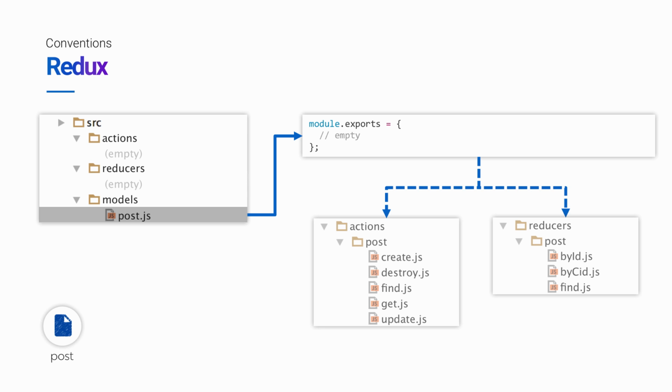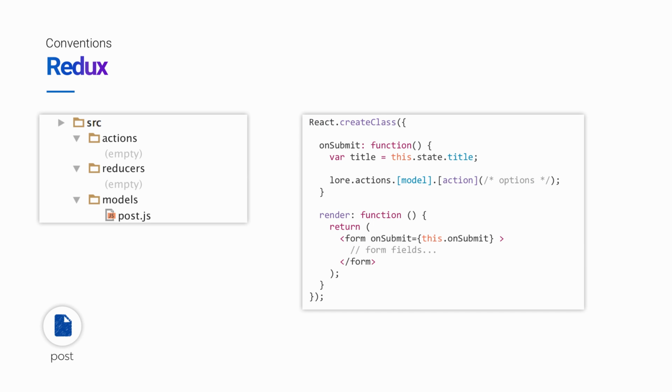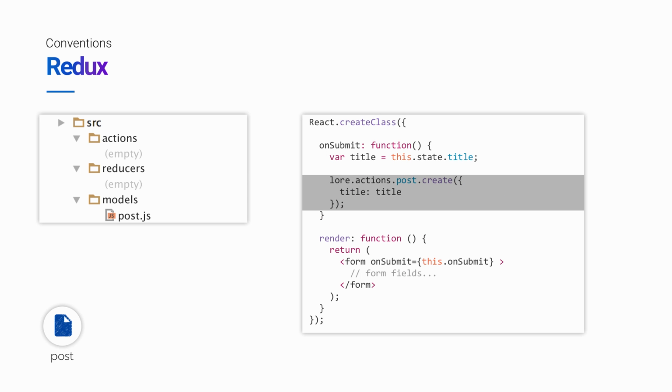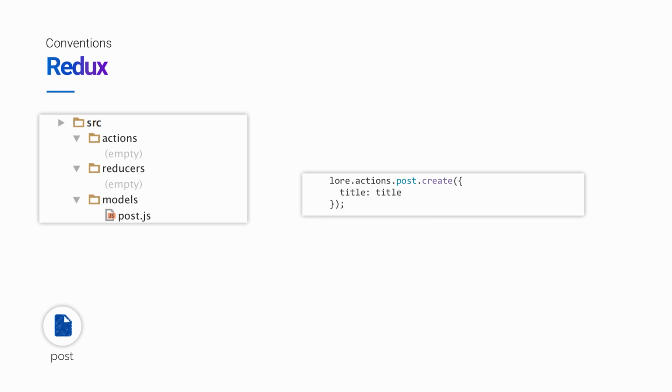So just by creating this file, the framework implicitly provides all of the actions and reducers that you would have to create yourself. To access this functionality, there is a variable exposed in the global namespace called Lore. And in that, you can access different parts of the framework, but specifically for this example, this is where you would find your actions. And then attached to that is the name of the model. So in this case, it would be post, and then the list of actions that you want to invoke. So if you wanted to create a post, for example, you would call lore.actions.post.create and pass in the information you wanted to create for that post.